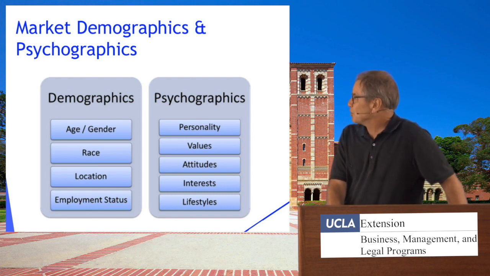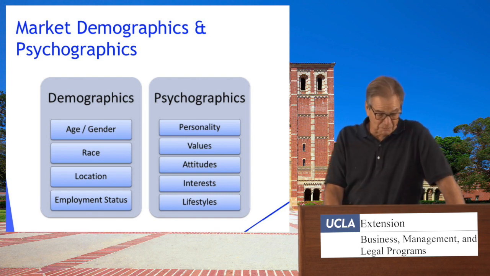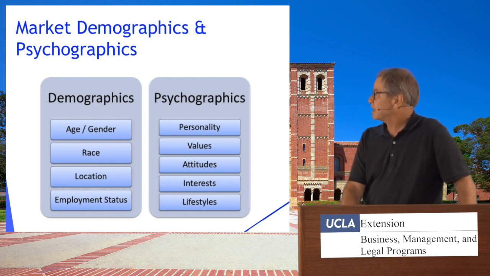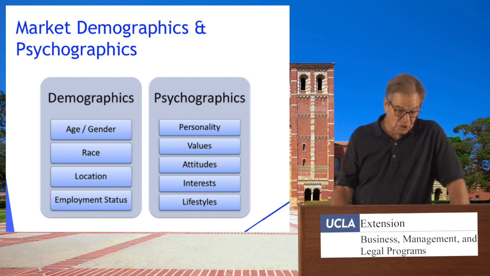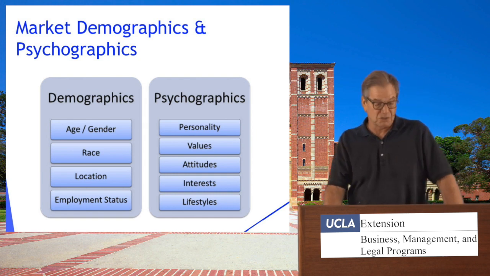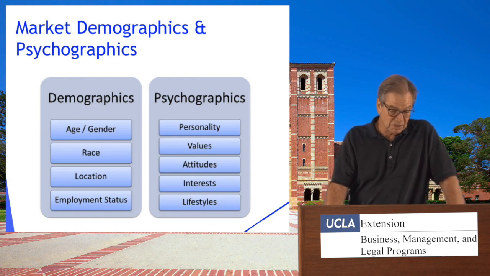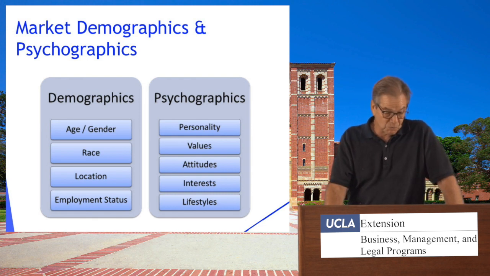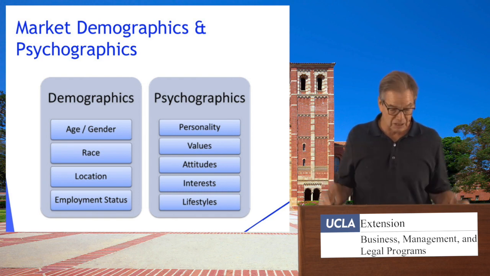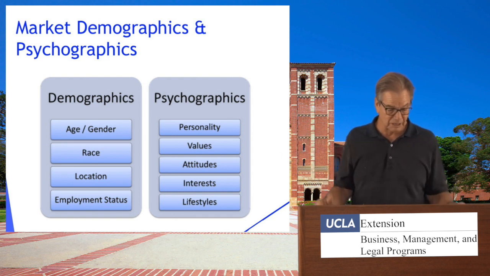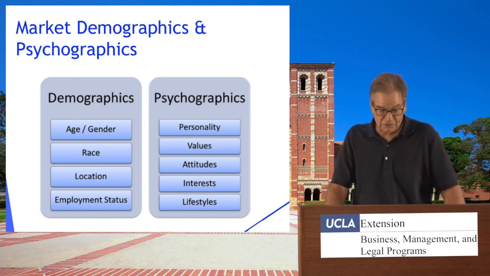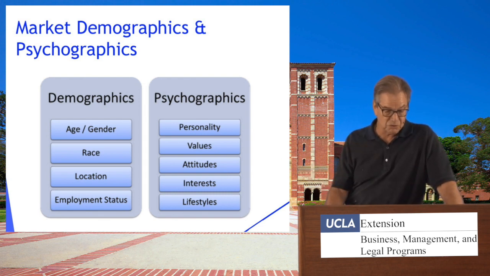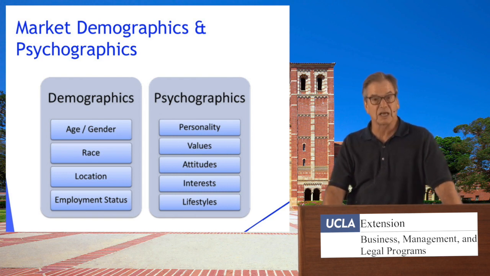Okay, so this is an important, though very simple looking, graphic. We profile the things that are relevant to demographics and things that are relevant to psychographics. Relevant to demographics: age, gender, race, location, employment status. We could also put employment, income, employed, unemployed, but I'm assuming that means how much you make, or maybe full-time versus part-time employment. But psychographics deals with things that are personality, values, attitudes, interests, lifestyle.